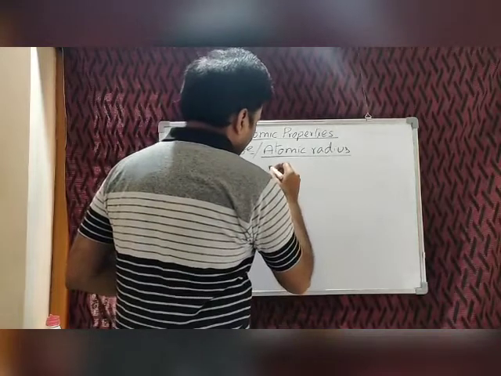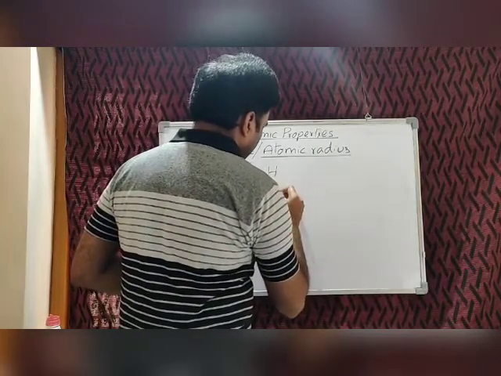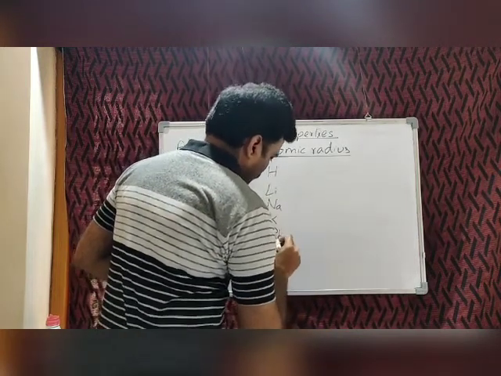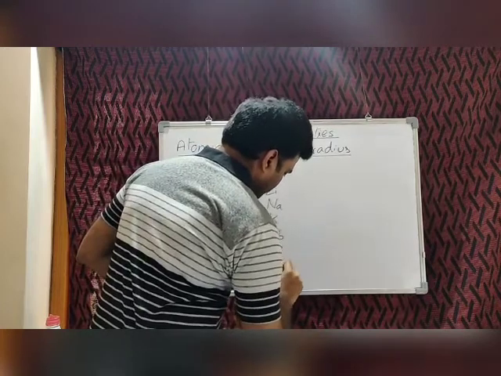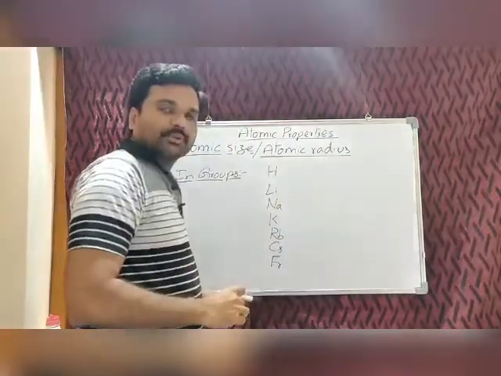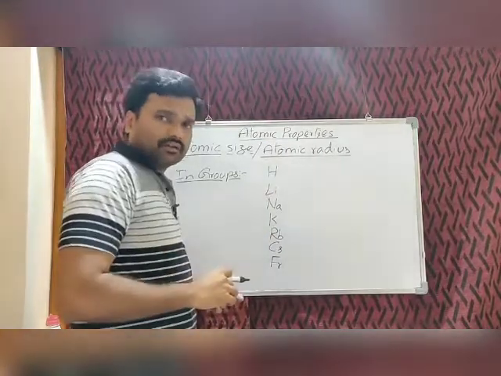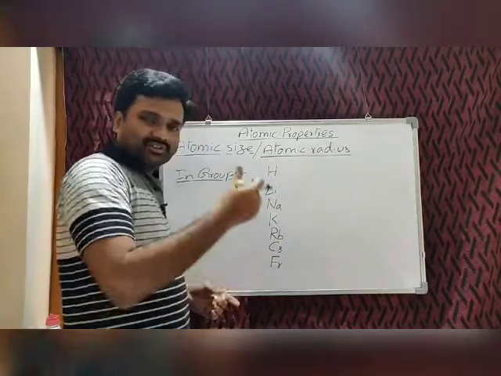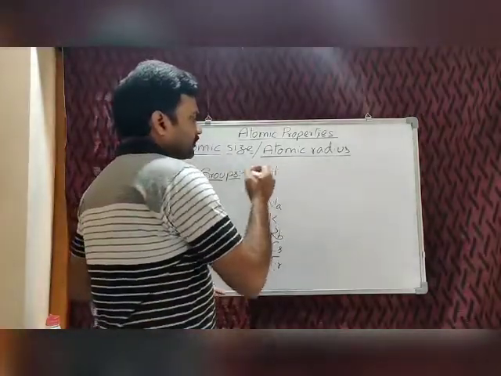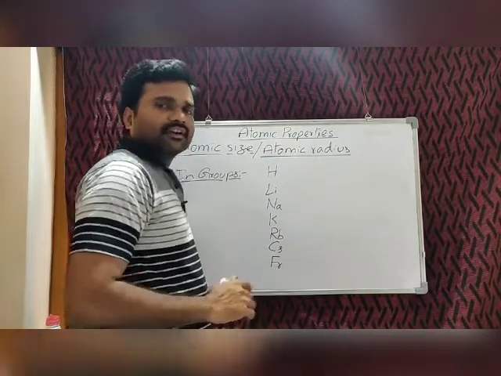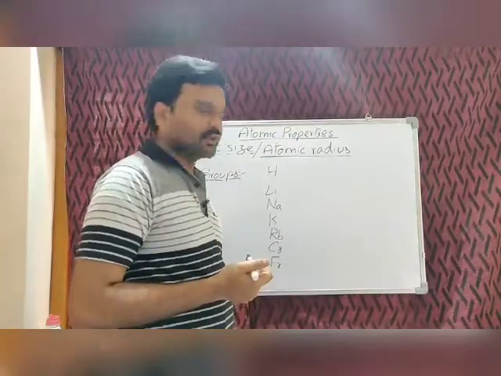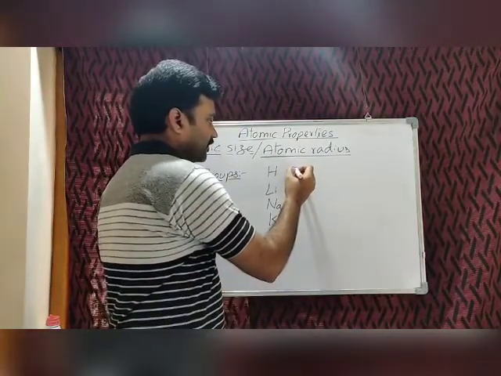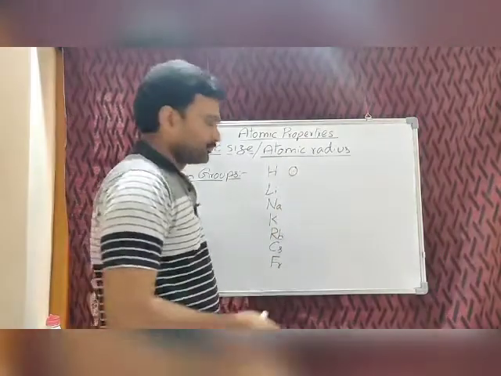Let us take the first group itself. It contains hydrogen, lithium, sodium, potassium, rubidium, cesium and francium. These are the 1A group elements, the alkali metals. Now let us consider the atomic radii of all these elements. How does it vary? The first element of the first group, hydrogen, contains only one electron. Its configuration is 1s1. That means it has only one shell, one orbit. In that orbit, one electron is revolving around the nucleus.